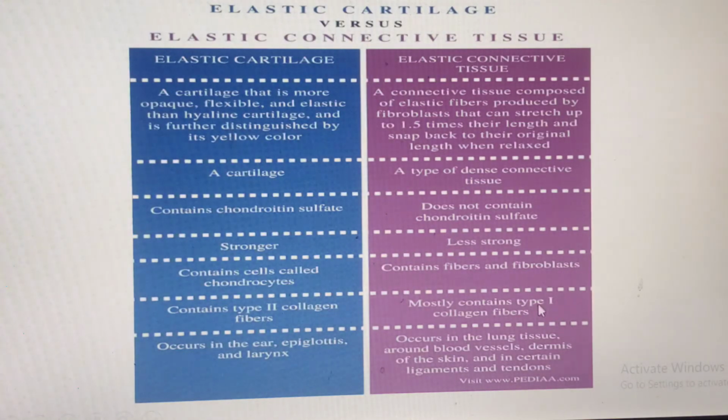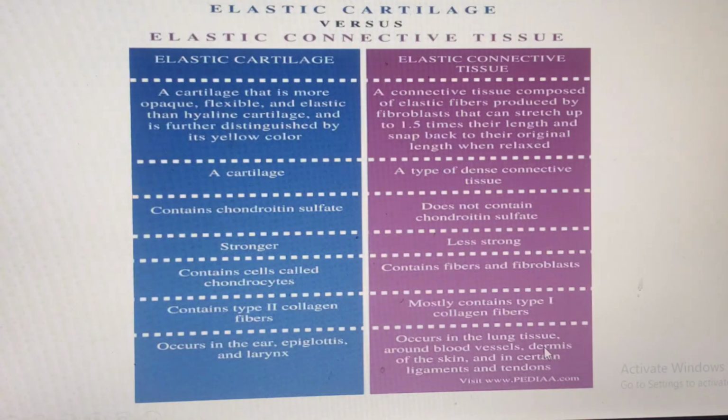Then for elastic connective tissue, the small amount of collagen fiber that will be present will be type 1. Okay, and the areas where we distribute elastic cartilage, which we will see later, will be things related to the ear. Talk about the external ear, the pinna, the epiglottis, the pharyngotympanic tube, like the eustachian tube, the larynx. Those ones will have elastic cartilage.